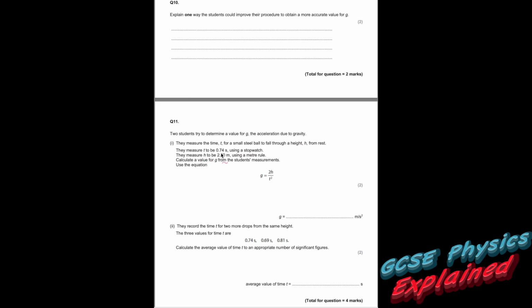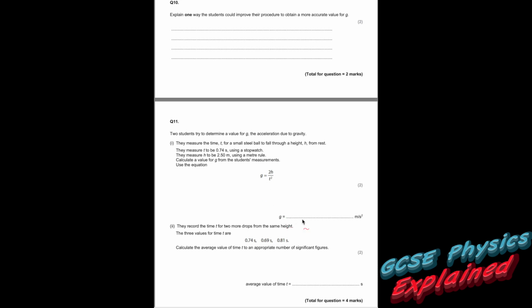They measure t to be 0.74 seconds using a stopwatch. They measure h to be 2.5 meters using a meter ruler. Calculate a value of gravity from the student's measurements. Use the equation. So sometimes they just give you a random equation. Just use it. Don't worry too much about it. Just put the numbers in.